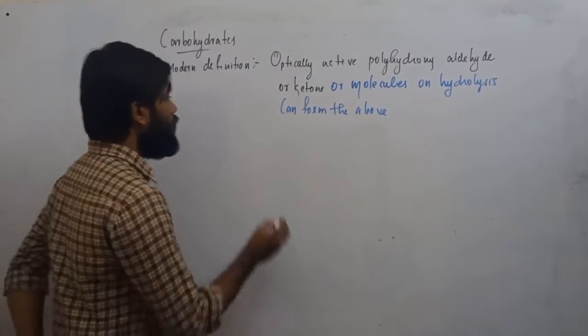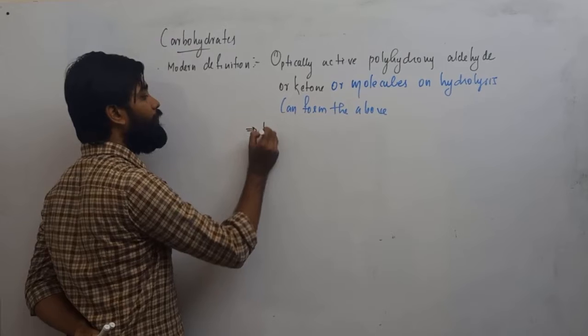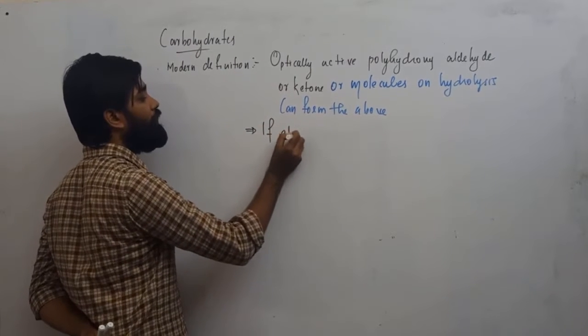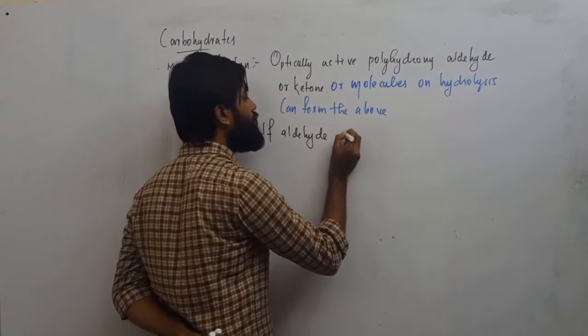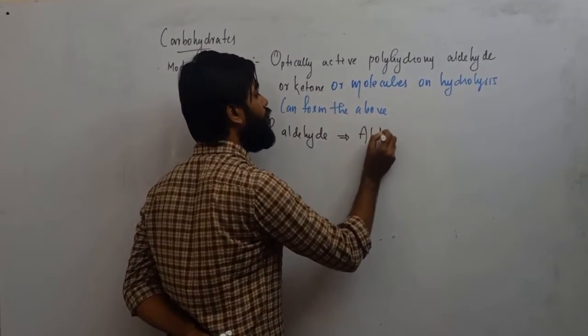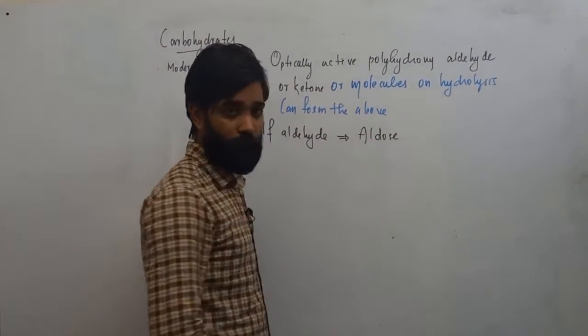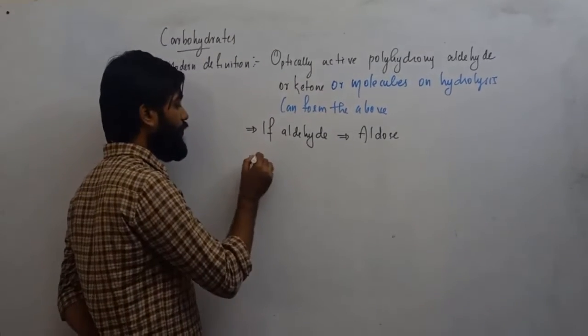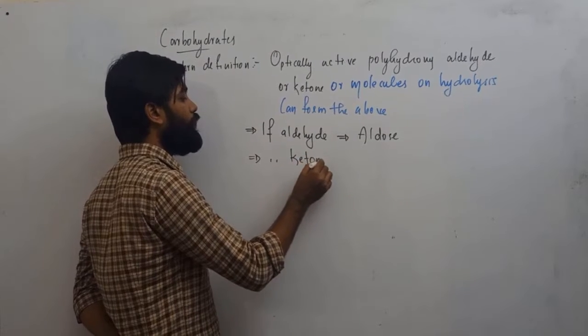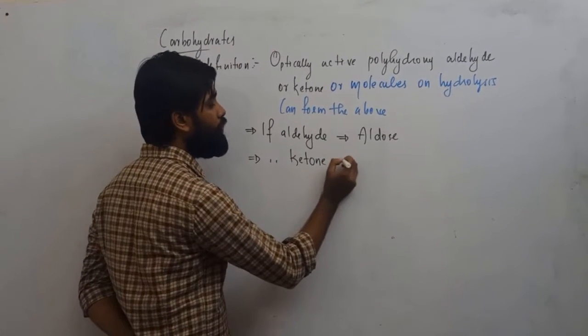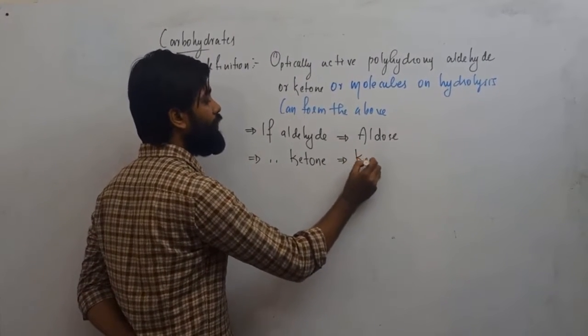Let me define that point. If the optically active polyhydroxy carbonyl compound is an aldehyde, then the carbohydrate is known as an aldose. And if the optically active polyhydroxy carbonyl compound is a ketone, then that compound is said to be a ketose.